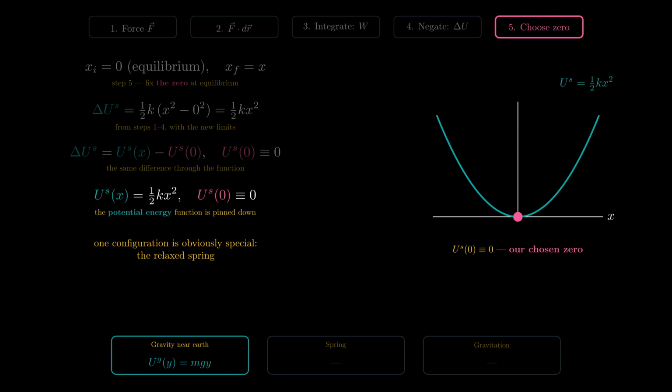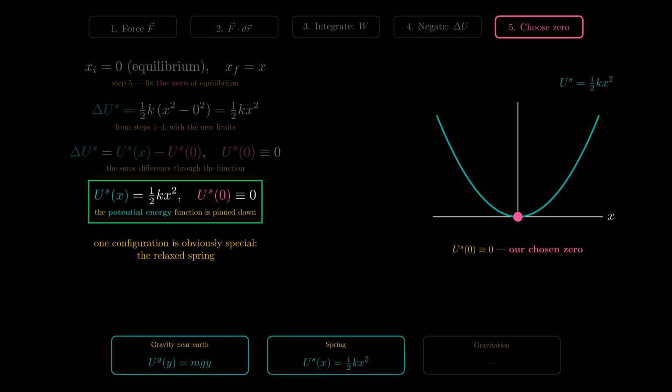U of x equals 1/2 kx squared. The square makes it symmetric. Stretch or compress the same distance, store the same energy.